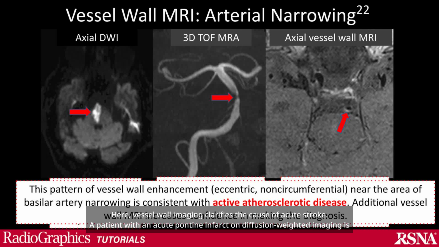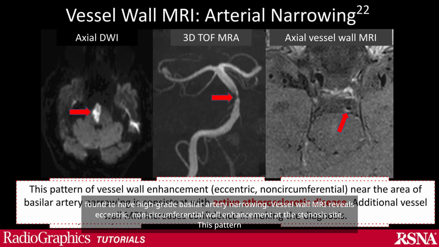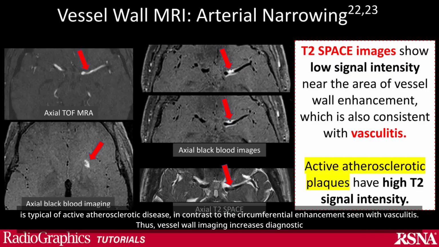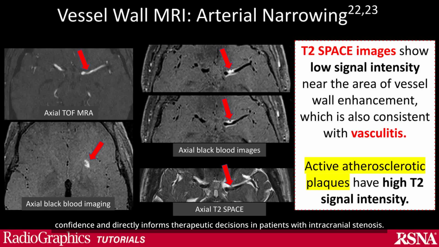Here, vessel wall imaging clarifies the cause of acute stroke. A patient with an acute pontine infarct on diffusion weighted imaging is found to have high-grade basilar artery narrowing. Vessel wall MRI reveals eccentric, non-circumferential wall enhancement at the stenosis site. This pattern is typical of active atherosclerotic disease, in contrast to the circumferential enhancement seen with vasculitis. Thus, vessel wall imaging increases diagnostic confidence and directly informs therapeutic decisions in patients with intracranial stenosis.